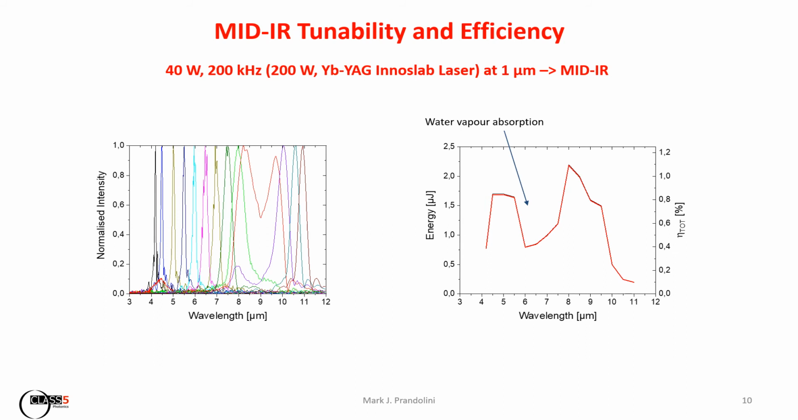Again, using 40 watts at 200 kilohertz, we achieved mid-IR pulse energies over 1 microjoule across most of this range, with a peak efficiency of 1.1% between 8 and 9 micrometers. The dip in the curve that you see between 6 and 7 micrometers is due to water vapor, which can be eliminated by purging the system with nitrogen or another inert gas.